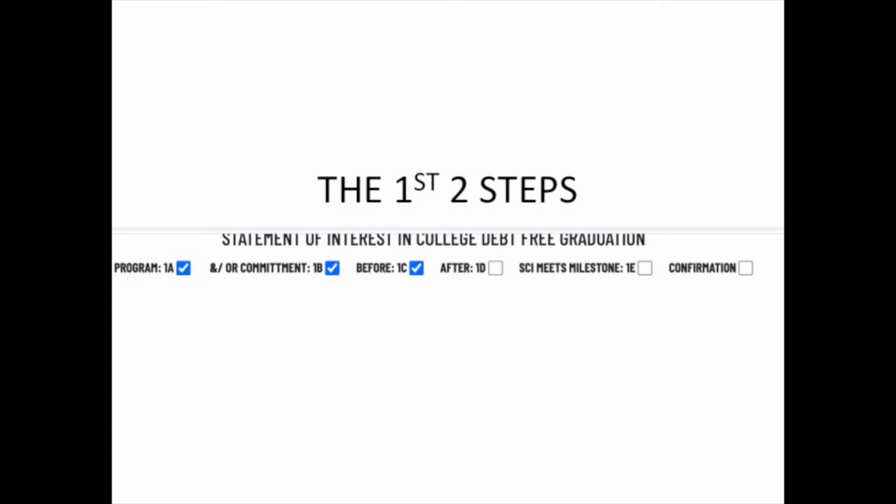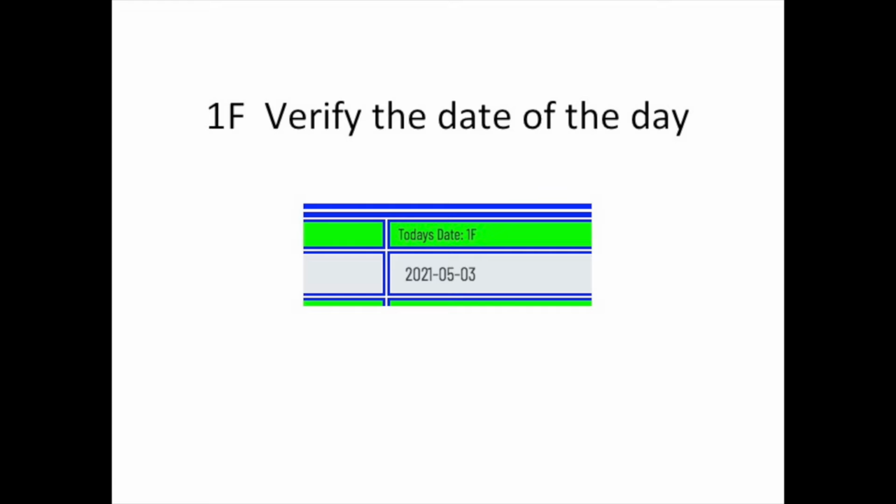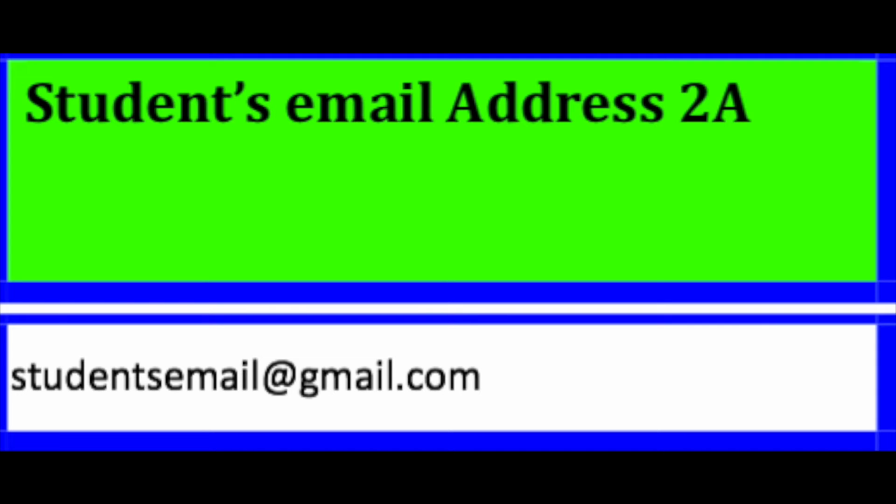If you prefer to wait until Shade CI reaches its first milestone of 142,858 SOIs submitted by students and or students under 18 years old, along with their parents, click on boxes 1A, 1C, and 1D. Then start with box 1F and enter today's date in 6-digit format. Then go to the data entry part of box 2A, enter student's email address.